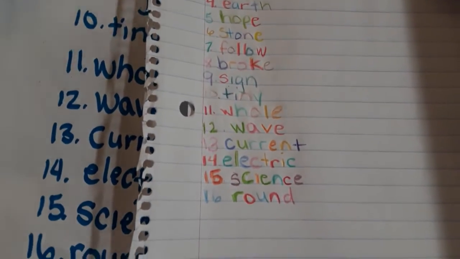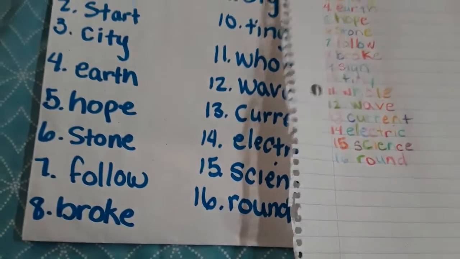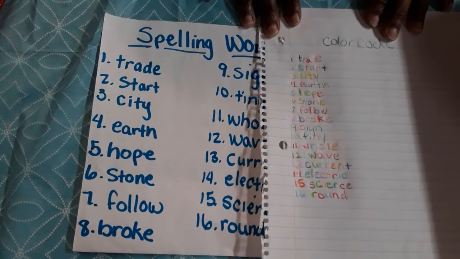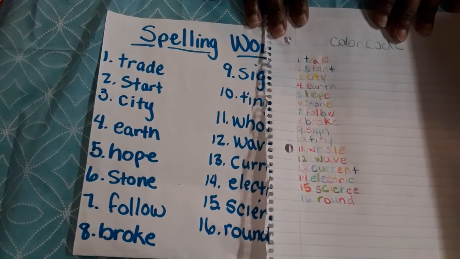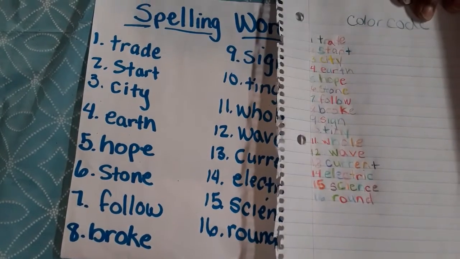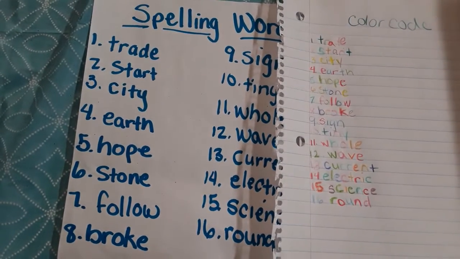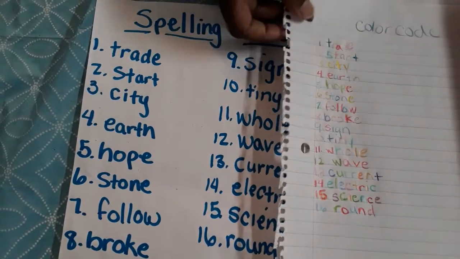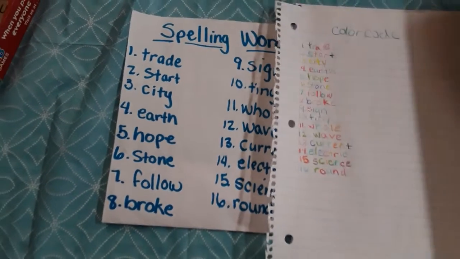They can do one or two different colors. They can use multiple colors. It's really up to the child's discretion on how they want to do this activity. It gives the child another way of looking at the spelling words with different colors. It makes the spelling words come to life. And so this activity is called color code.